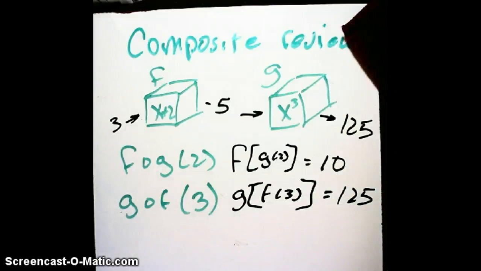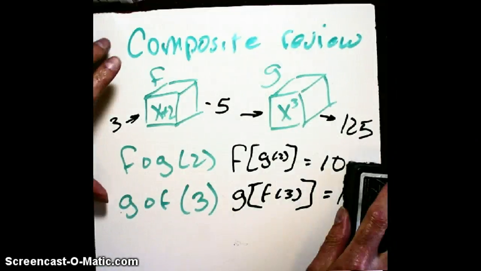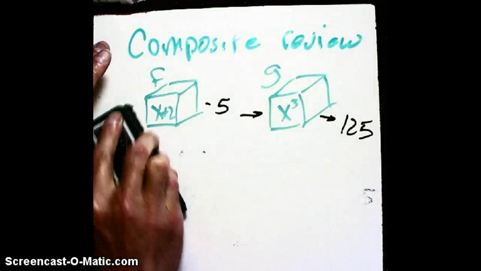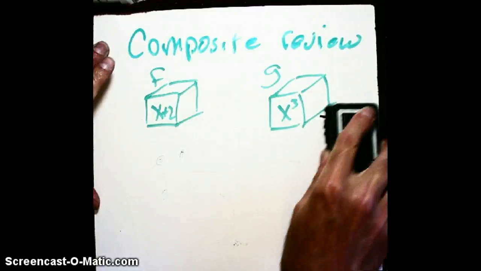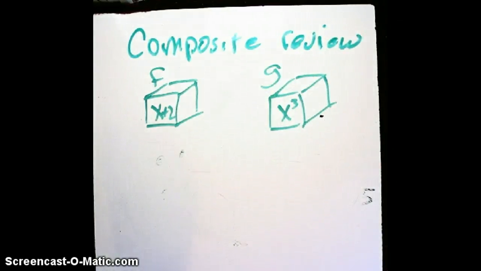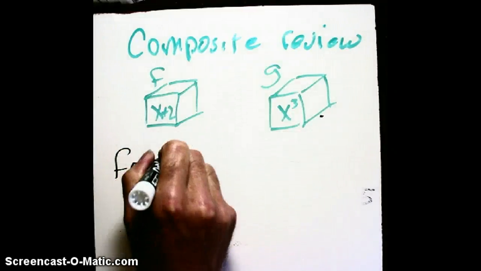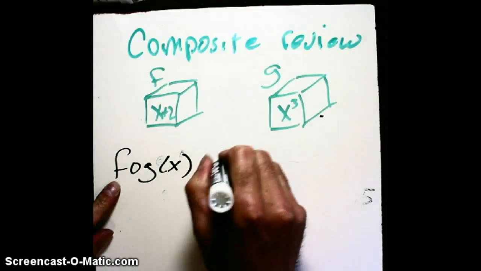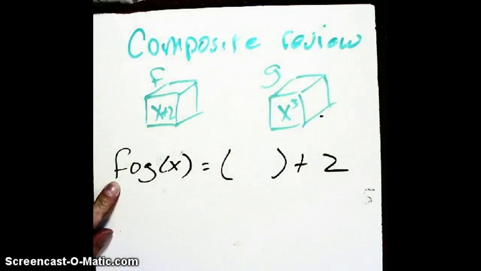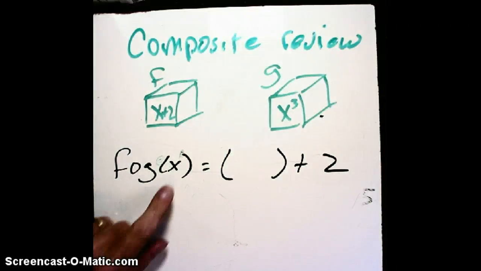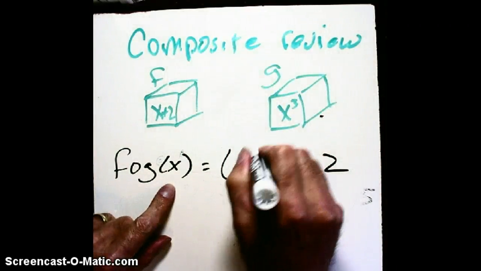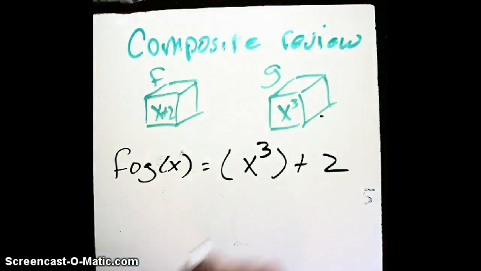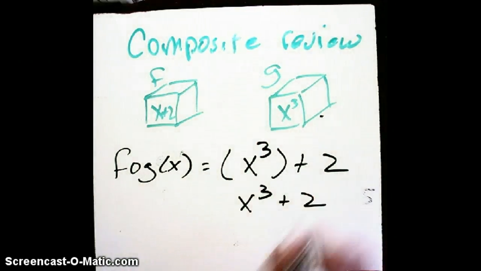Now, here's a question. Matter of fact, I would say an excellent question. How do I do F∘G of X? Okay, now I did it one way before. Let me show you another way to do this. Go to the F first. Isn't that just blah plus 2? And what would I put in for that blah? I would put G of X, which is X cubed. So F∘G of X is X cubed plus 2.